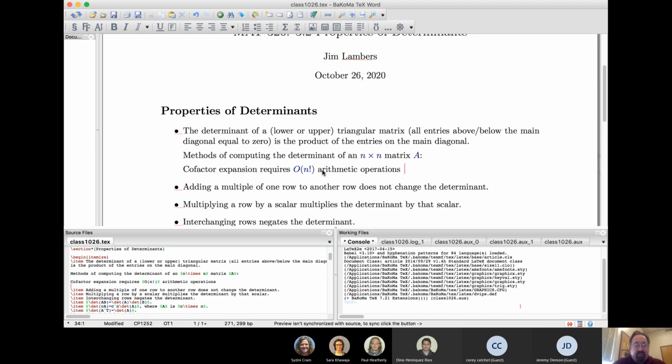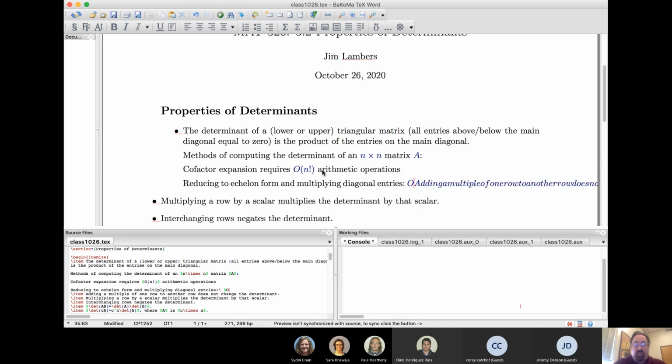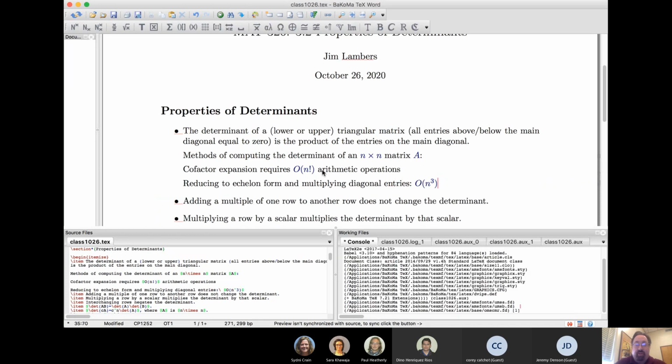On the other hand, reducing a matrix to echelon form and then multiplying the diagonal entries requires order n cubed operations. So a whole lot better, because n factorial grows a whole lot more than n cubed.